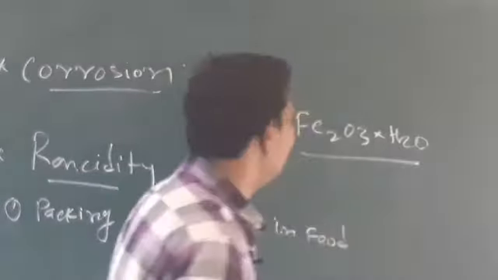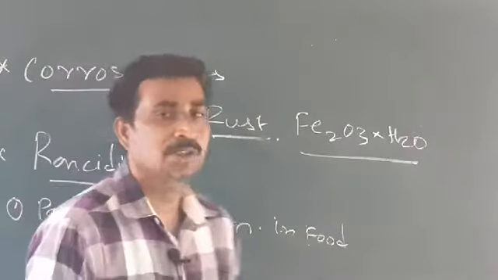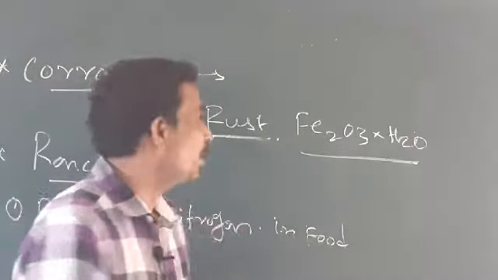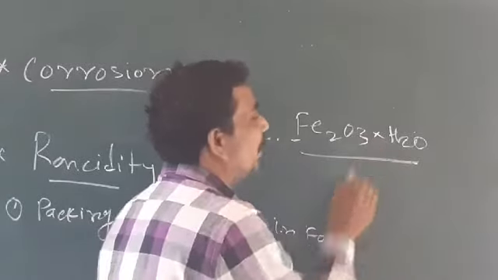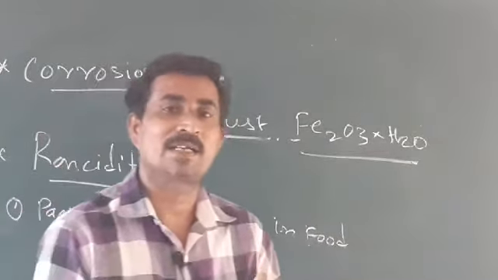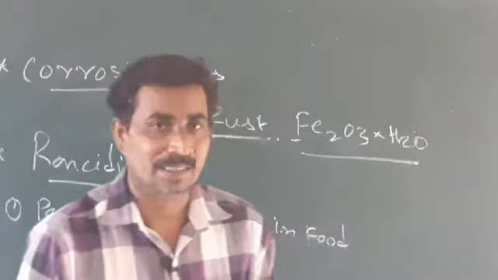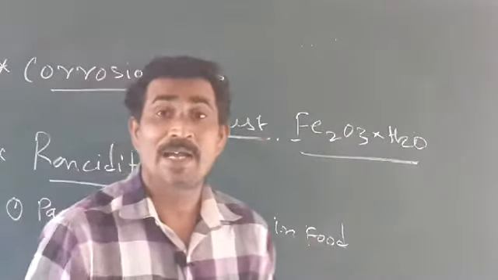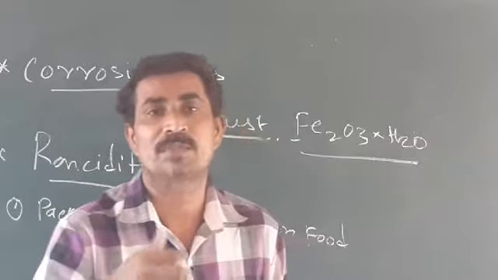Its formula is Fe2O3 plus H2O. When iron comes into contact with oxygen, sunlight and air, the iron is going to rust; that is how we identify it. And how do we prevent this corrosion? We want to stop it.